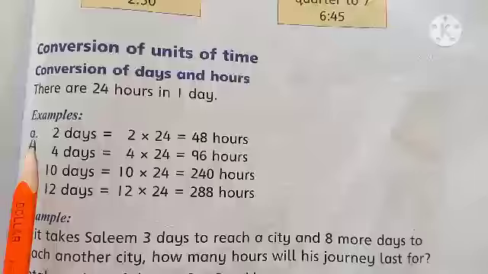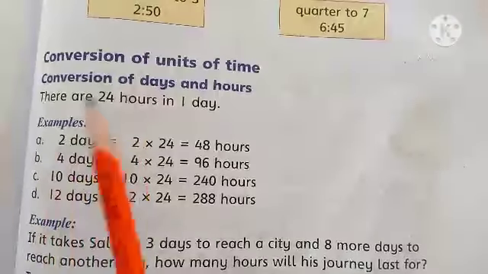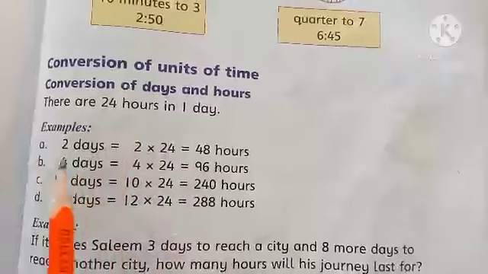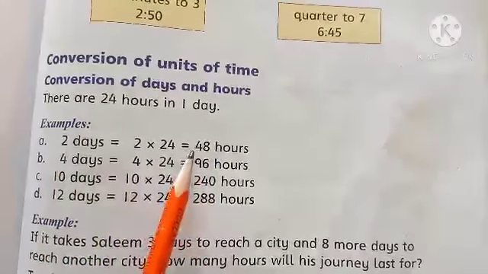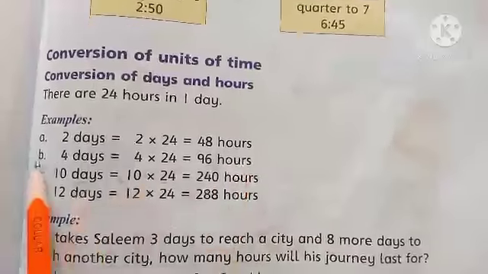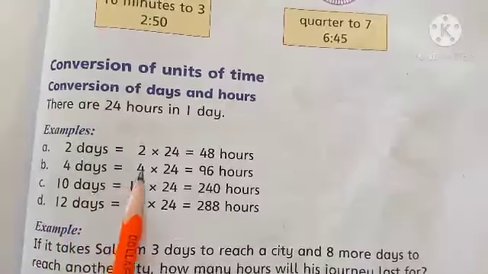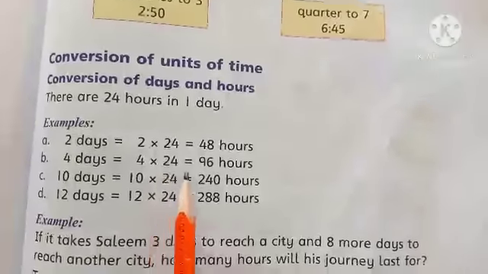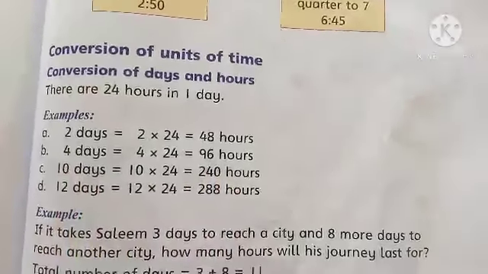Examples. Part A, 2 days. How many hours in 2 days? As in one day there are 24 hours, so we will multiply the 2 by 24 and it will be equal to 48 hours. The next part B, how many hours in 4 days? We will multiply the 4 by 24 and there are 96 hours in 4 days.